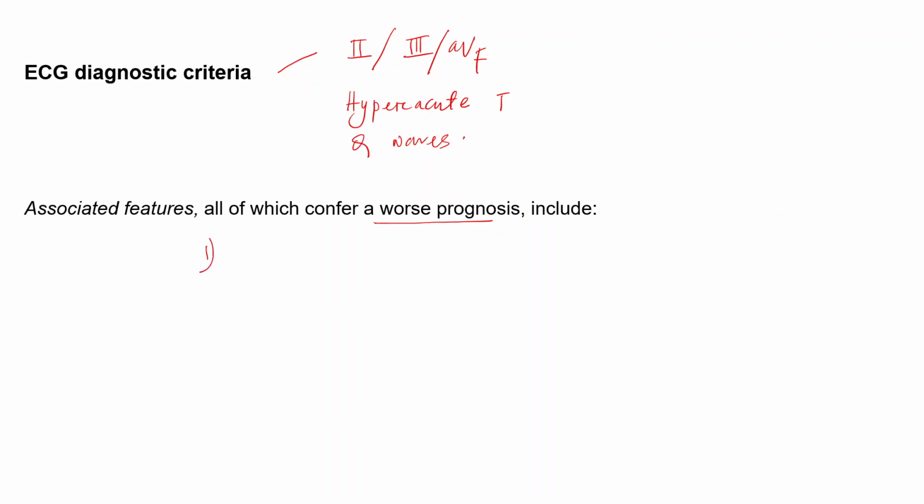The first associated feature is RVMI. Whenever there is inferior MI, you have to always look for the right ventricular MI also. Second point is posterior MI. So whenever there is inferior MI, you have to also look for posterior MI.